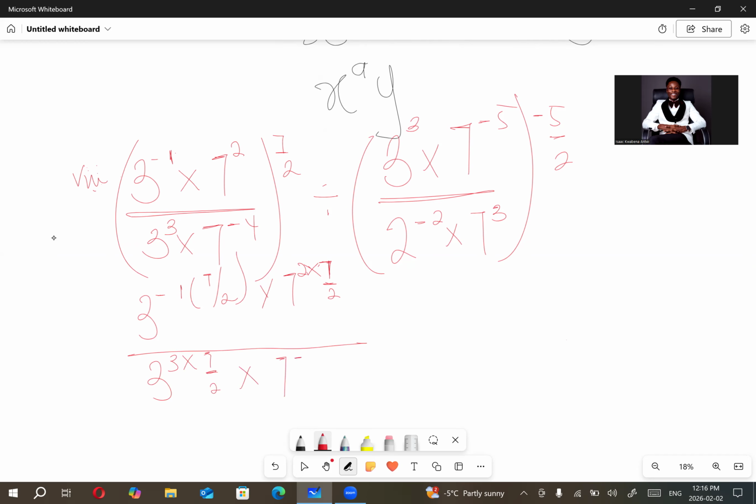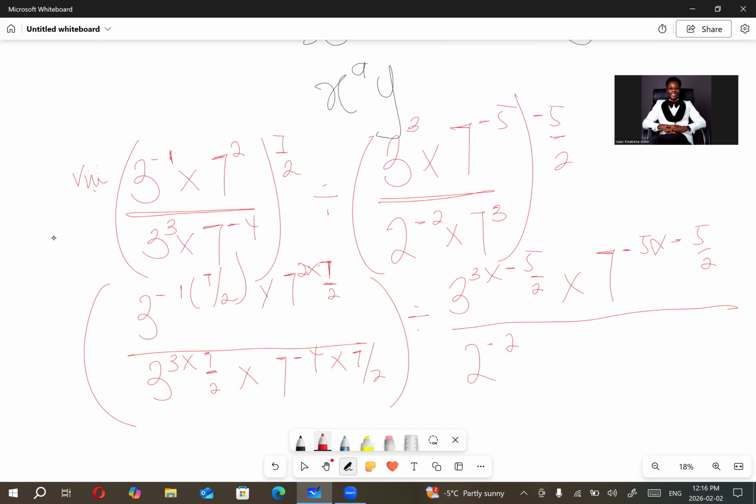There are different ways to deal with this, but for the purpose of tuition, I just want to open up like this for you to understand. So this is 3 exponent 3 times minus 5 over 2, times 7 exponent minus 5 times minus 5 over 2, all over 2 exponent minus 2 times minus 5 over 2, times 7 exponent 3 times minus 5 over 2. Let's try and do this.